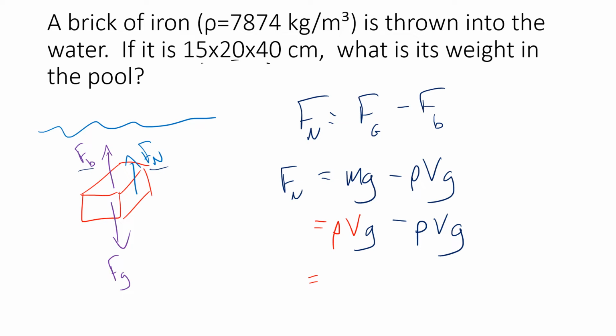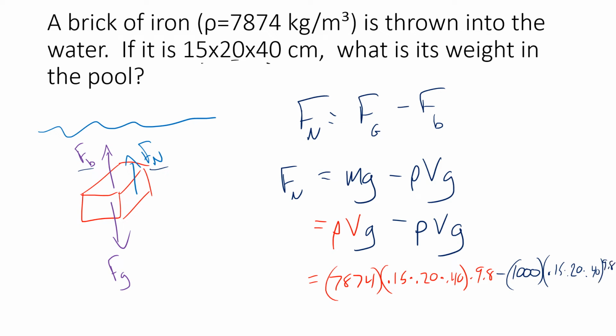So let's think about it here. This is for iron, so we're going to have 7874. For volume, the volume of this block is going to be 0.15 times 0.20 times 0.40, times gravity. Then we're going to compare that to the force of buoyancy. The density is only 1,000 because it's just the water displaced by that brick, times the same volume, 0.15 times 0.20 times 0.40, times 9.8. Okay, so we combine all those together and then subtract.